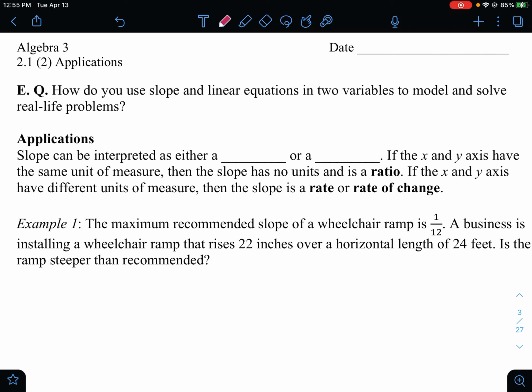So slope can be interpreted as either a ratio or a rate. Okay, it says if the x and y axis have the same unit of measure, then the slope has no units and is a ratio. Okay, if the x and y axis have different units of measure, then we typically say that slope is a rate, or we refer to it as a rate of change.